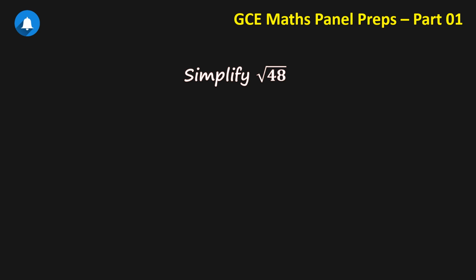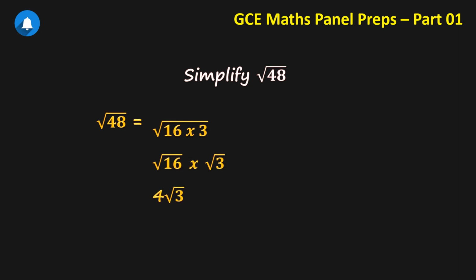Simplify root 48. To do this simplification, you have to first of all look for the square number that is found in 48, and that square number is 16. So root 48 is the same as root 16 times 3, but 16 is a square number, so that will give us 4 times root 3, and this number has been simplified or broken down.